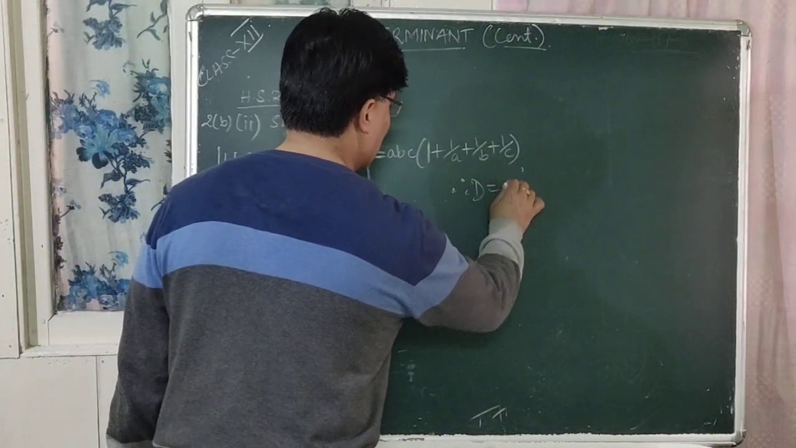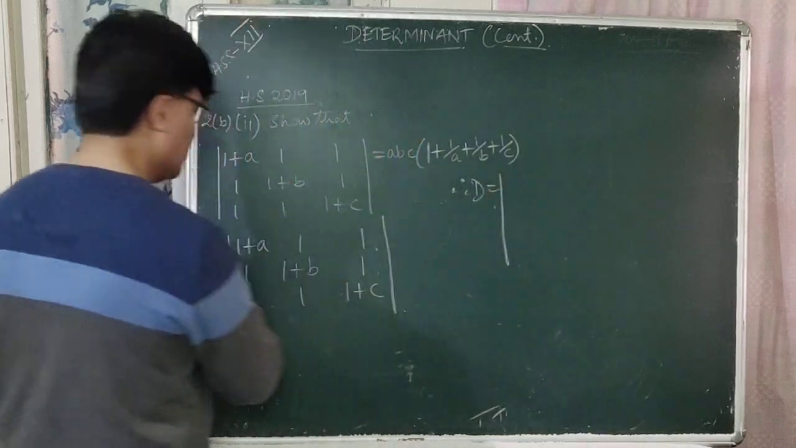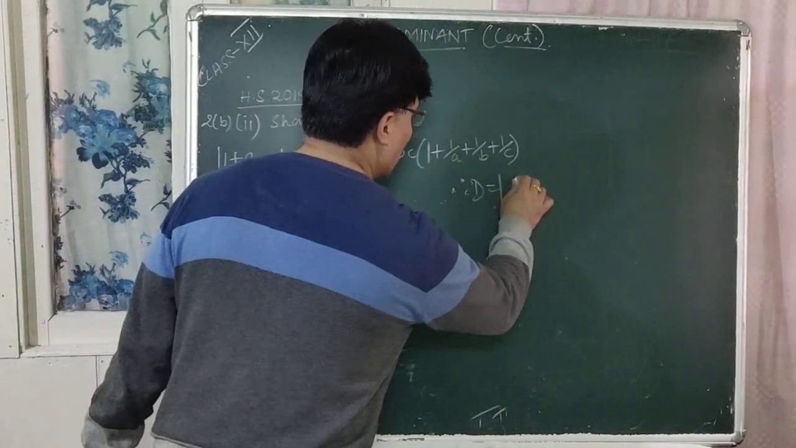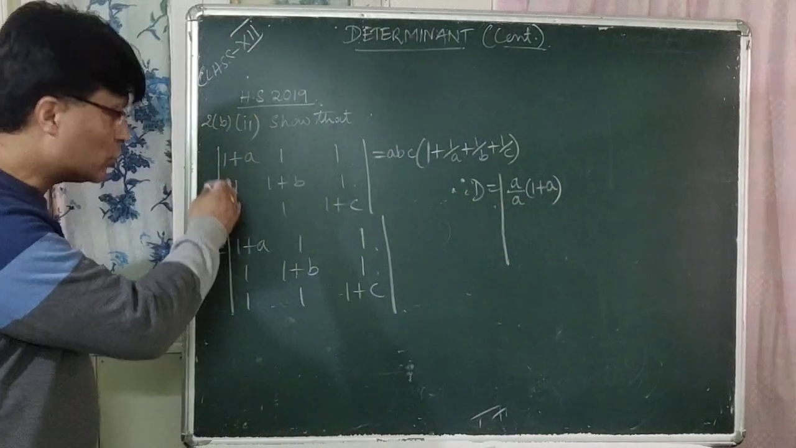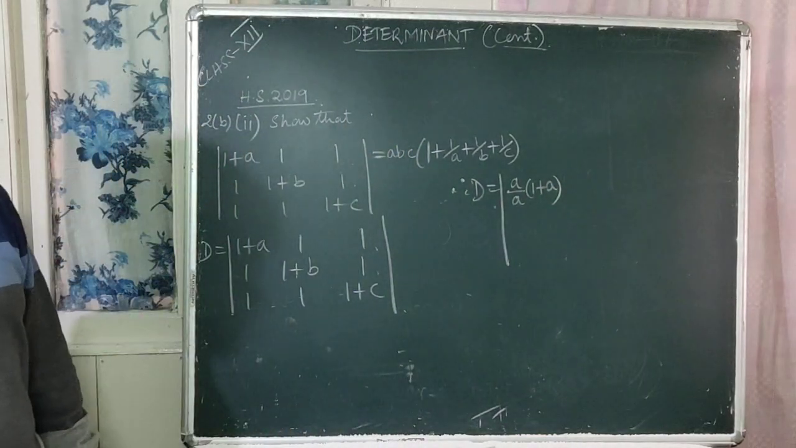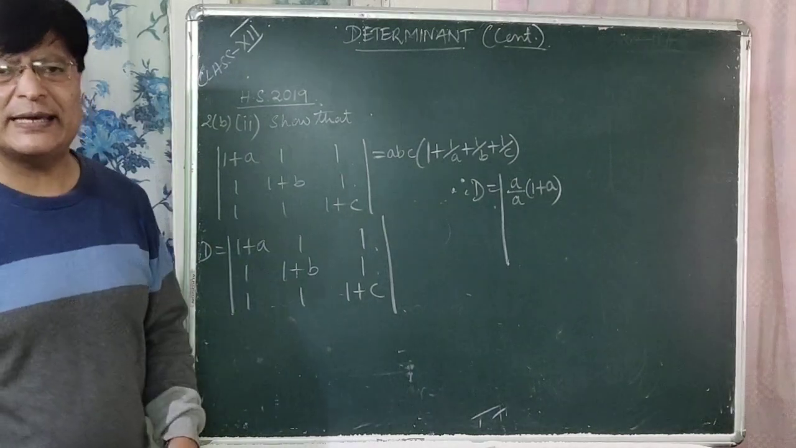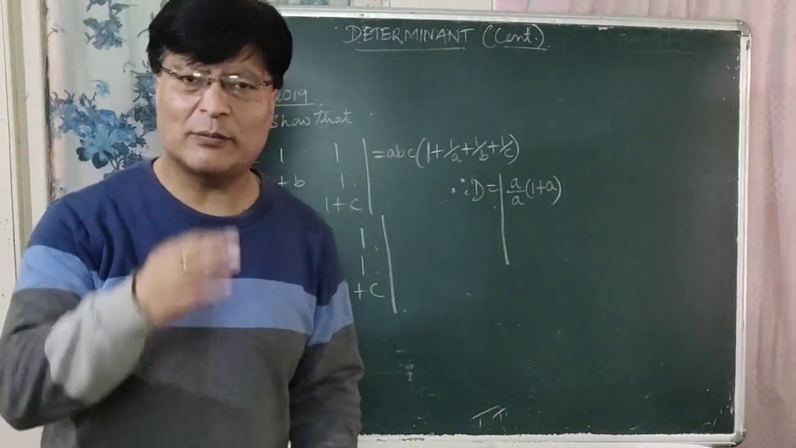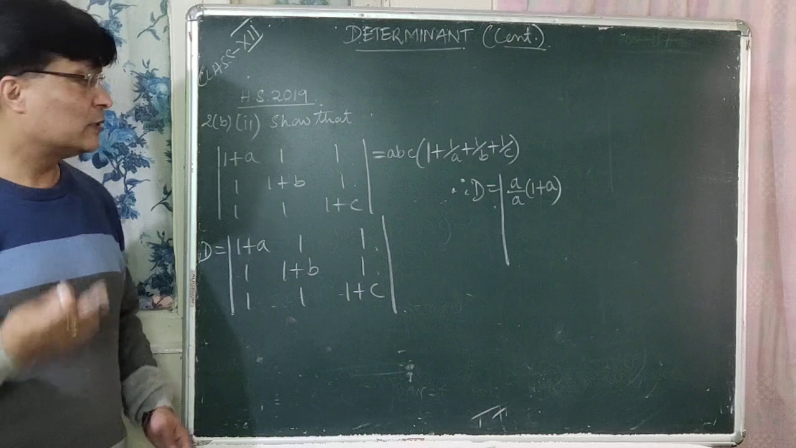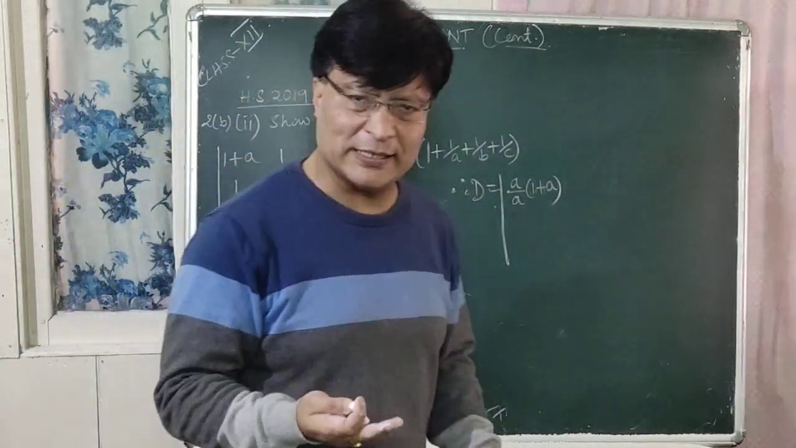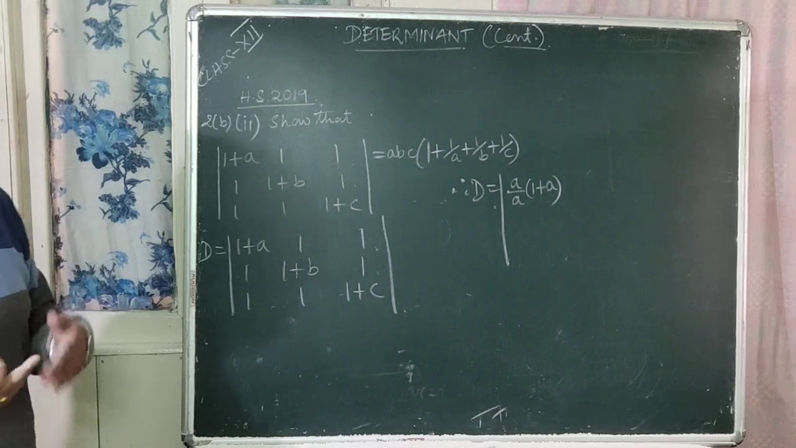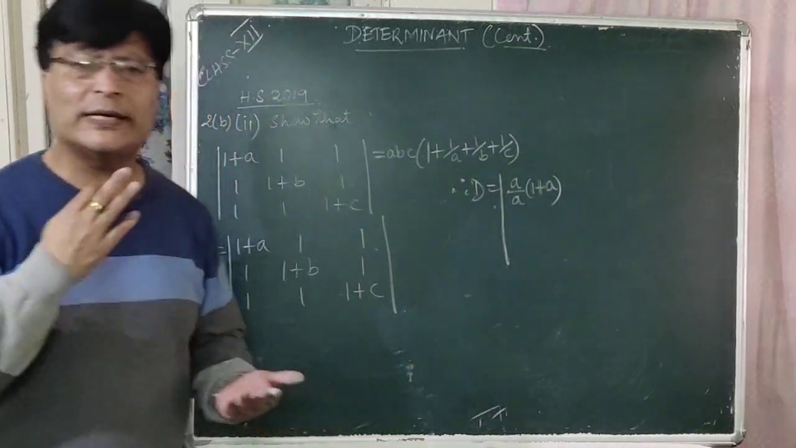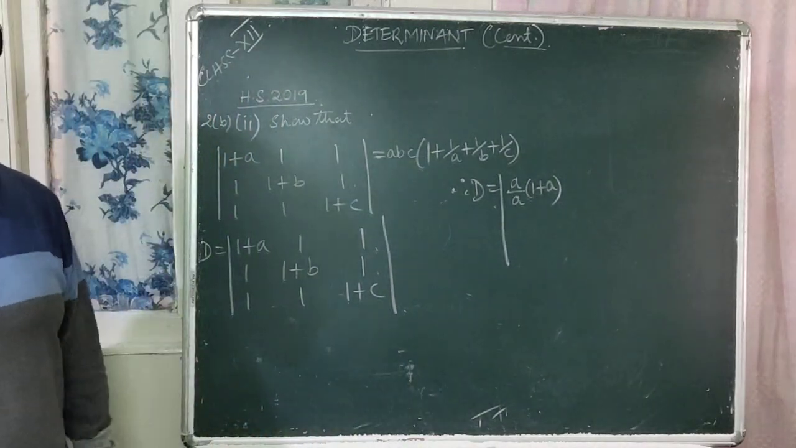So D is equal to, now first row, A by A within bracket 1 plus A. You can do it column wise also. We can do it in columns too: A by A in the first column, B by B in the second column, C by C in the third column. But we are doing this row wise, and doing it either way works. So when you do it at home, try it column wise, and you can get the answer.